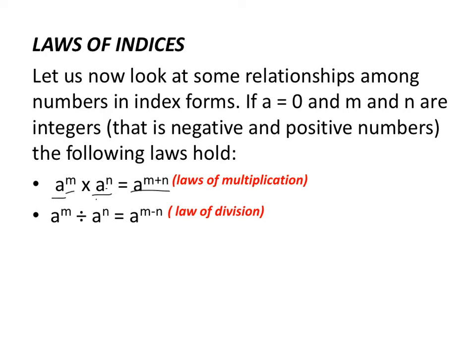For law of division, we have a raised to the power m divided by a raised to the power n is equal to a raised to the power m minus n, just the opposite of law of multiplication. So if the index forms are in the same base, you just add up their powers for multiplication and subtract their powers for division.